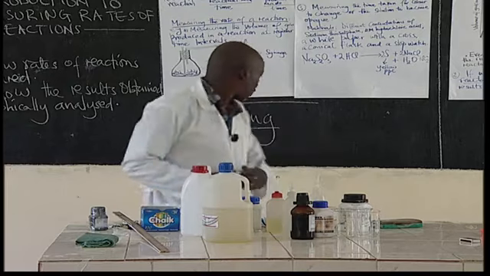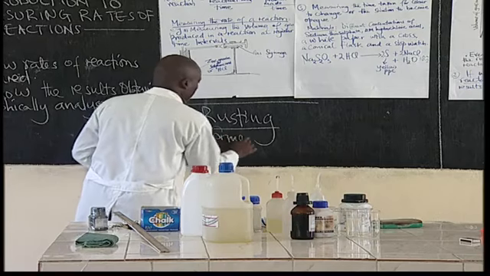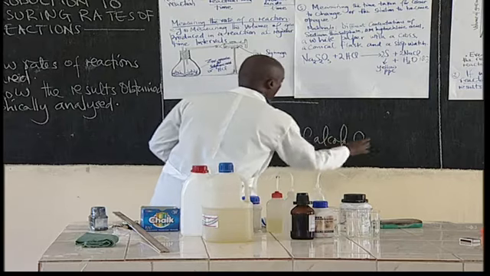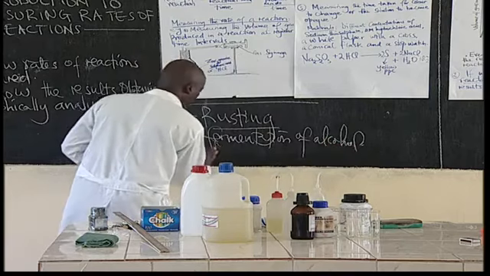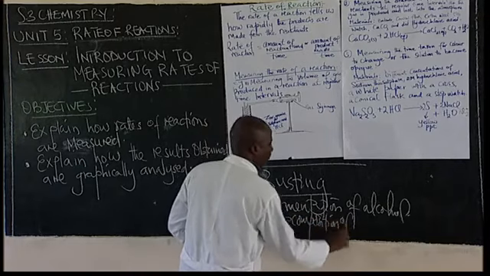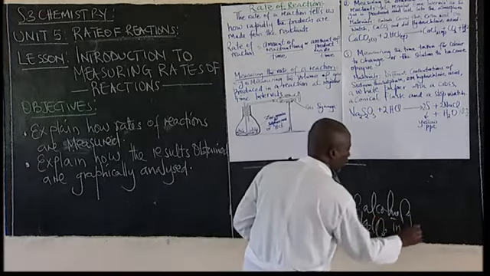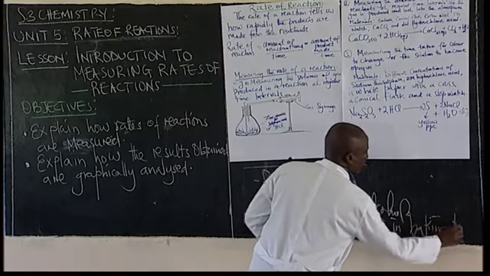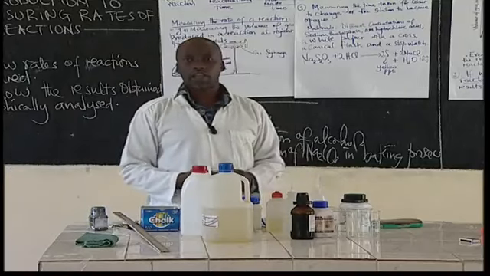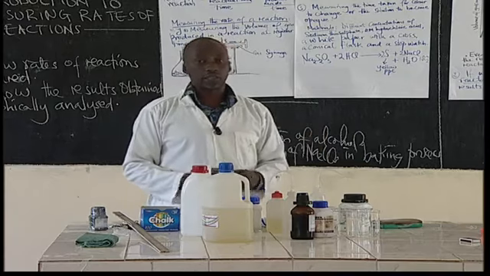There are some other reactions. So we have mentioned rusting. We have mentioned the fermentation of alcohols. We have mentioned even the decomposition of sodium hydrogen carbonate in a baking process as some of the reactions that take place slowly. And so you can even mention some other reactions. You can think of other reactions that take place slowly.